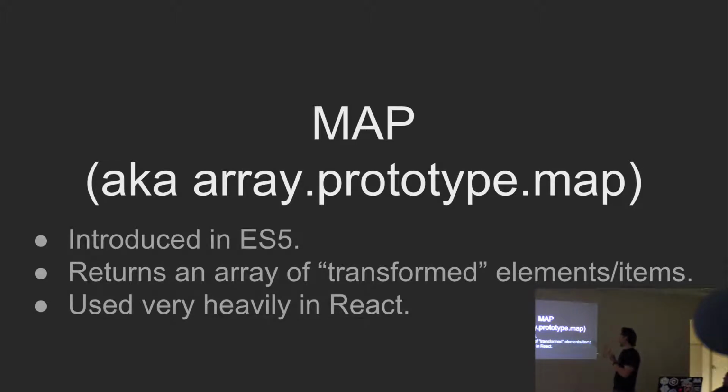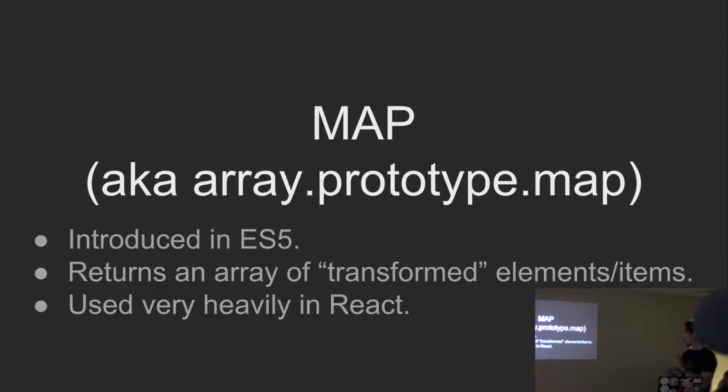Map returns an array. This is the way I think of it, and map can actually do a lot more, but I generally like to think of it as a method that takes a callback and returns a new array, which is part of that immutability theme, of transformed elements. And I think, at least in my experience, it's the most used array method in React because it's so directly usable.